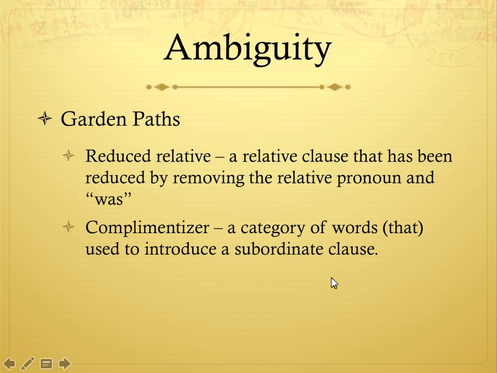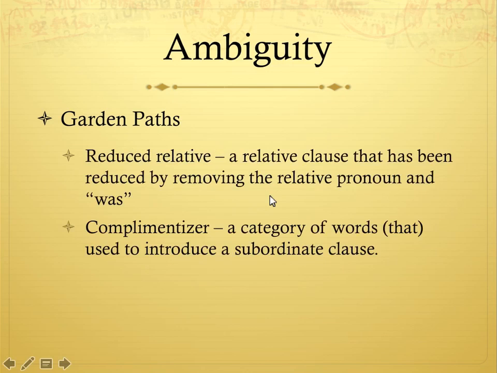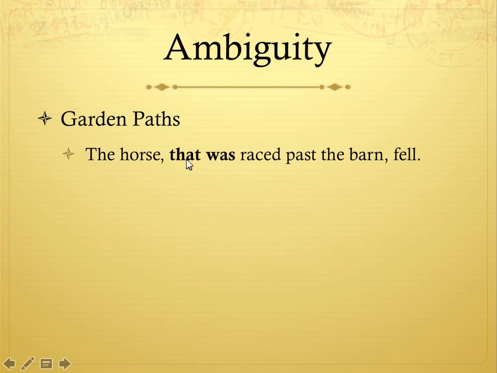And then also a complementizer. Usually these are words like that, which help you indicate that there's a subordinate clause coming. So a clause: the horse that was raced past the barn fell. Changing it from a reduced relative and adding the complementizer makes it no longer ambiguous, because the that was indicates a clause here, and now I'm waiting for the real verb. So you're sort of paused and waiting for the verb.